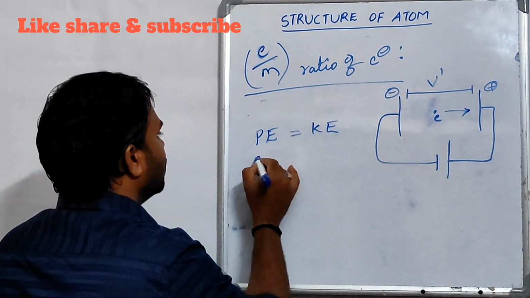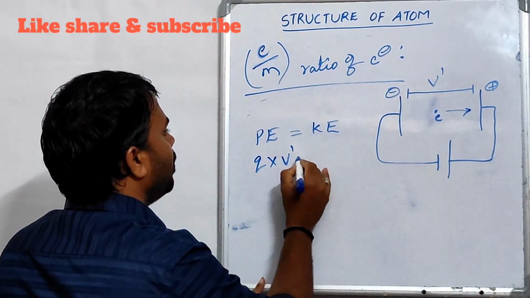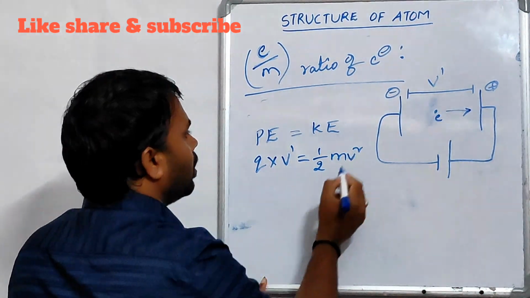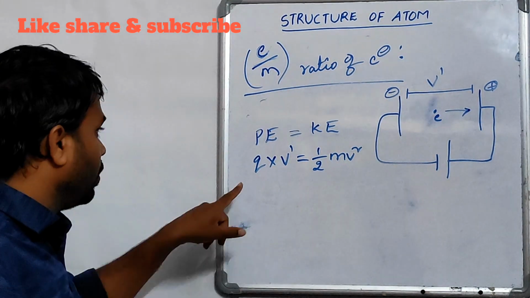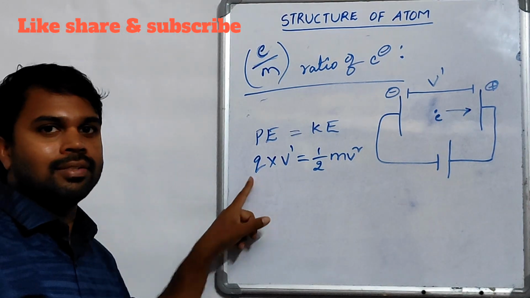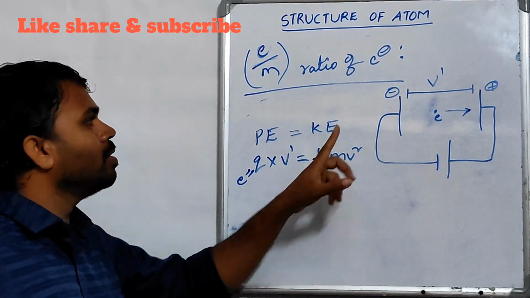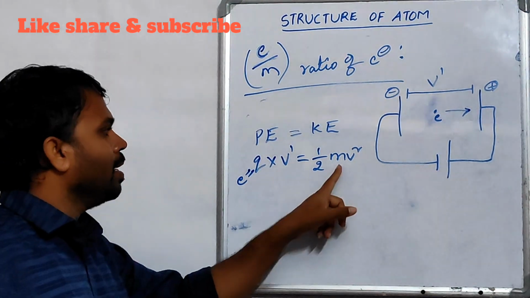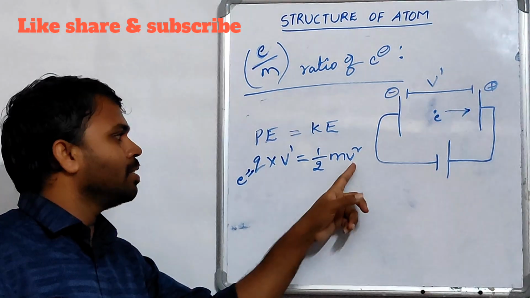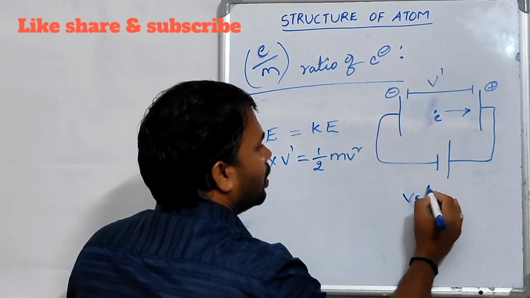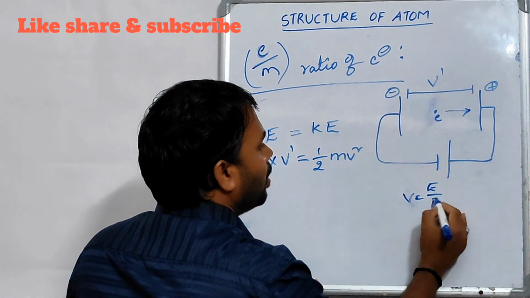Potential energy equals charge into potential difference between the two electrodes. Kinetic energy equals half mv square. Here Q is the charge on the electron, that is equal to E. V dash is the potential difference between the two electrodes. M is the mass of the electron. V is the velocity of the electron. We know the value of the velocity of the electron, that is V equals E by B.